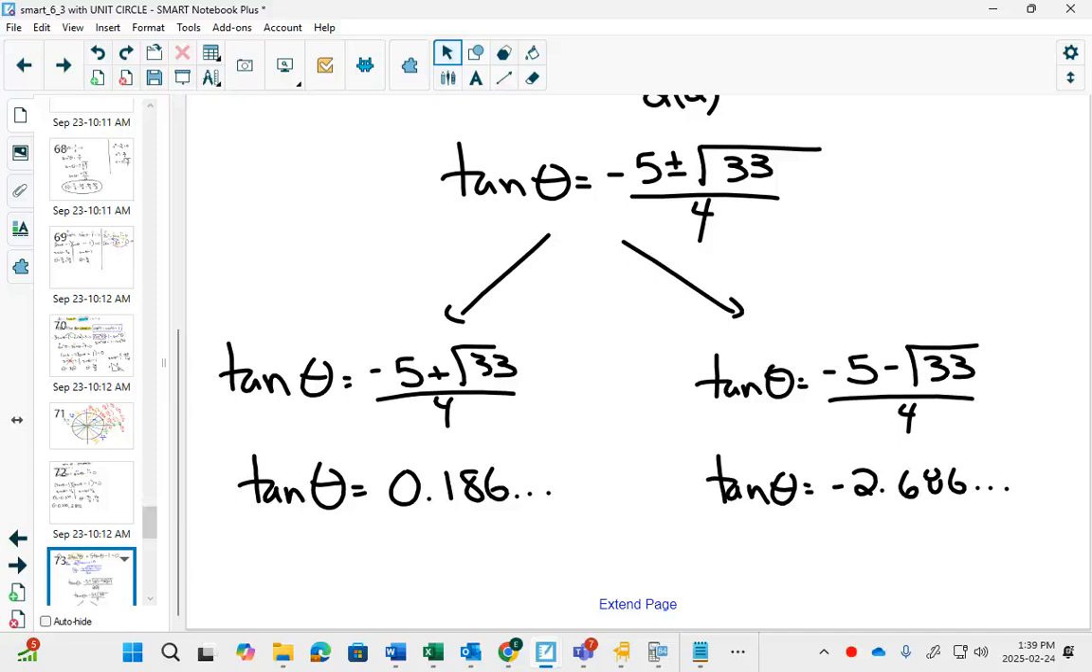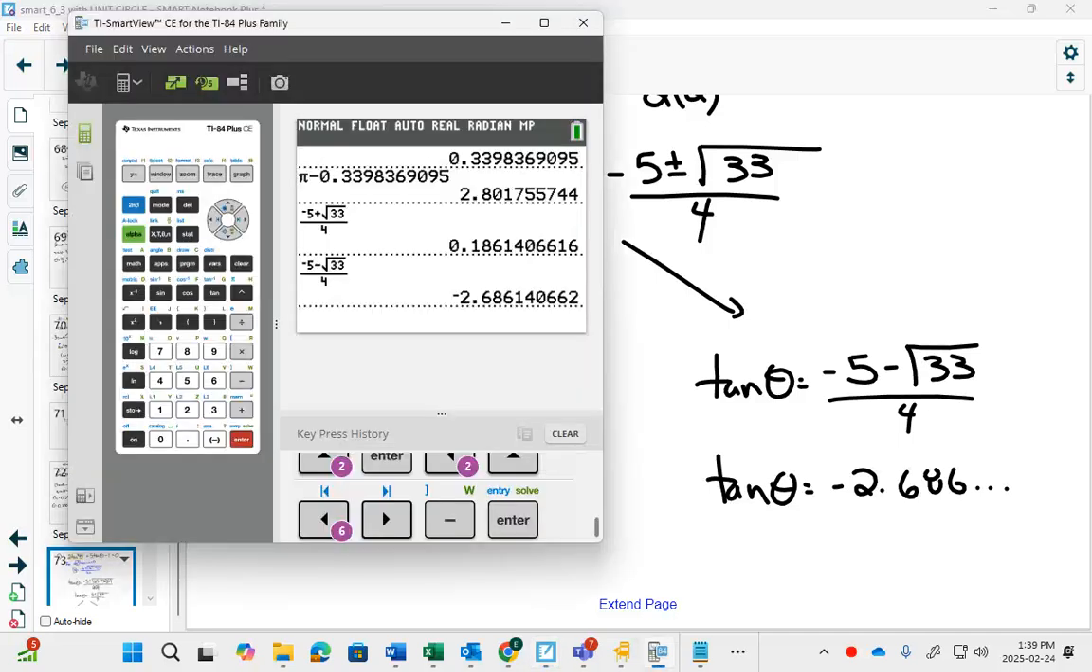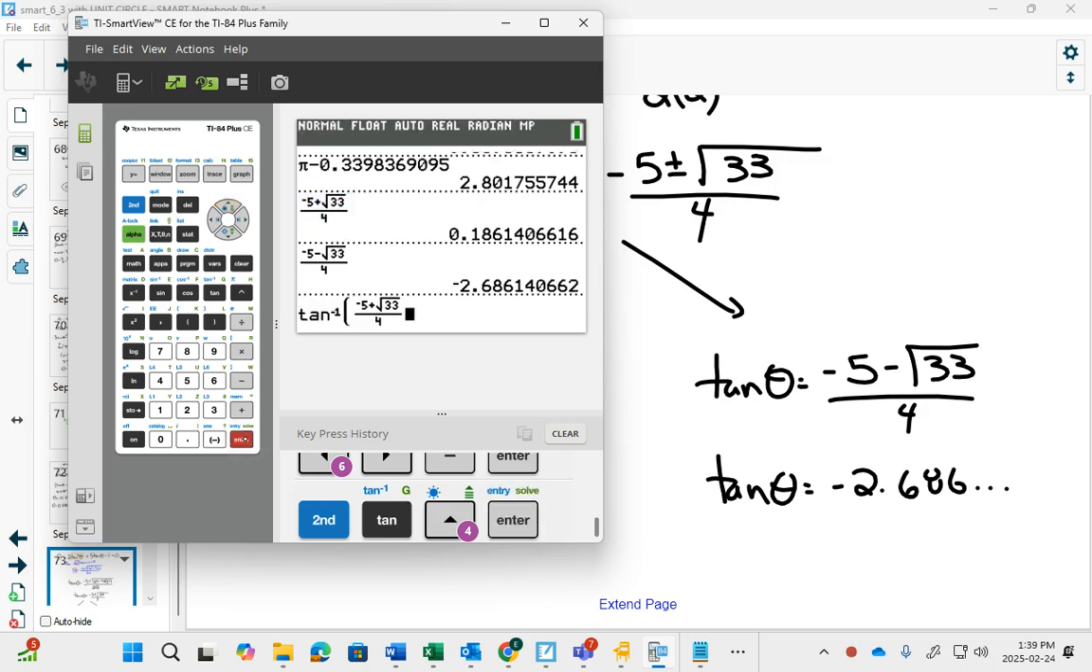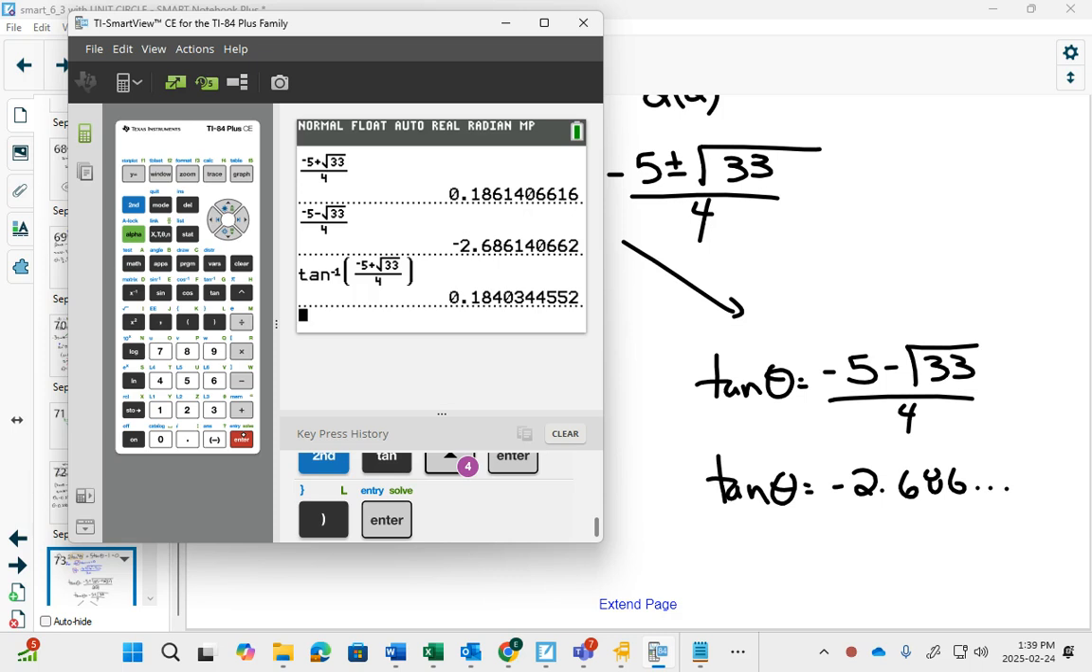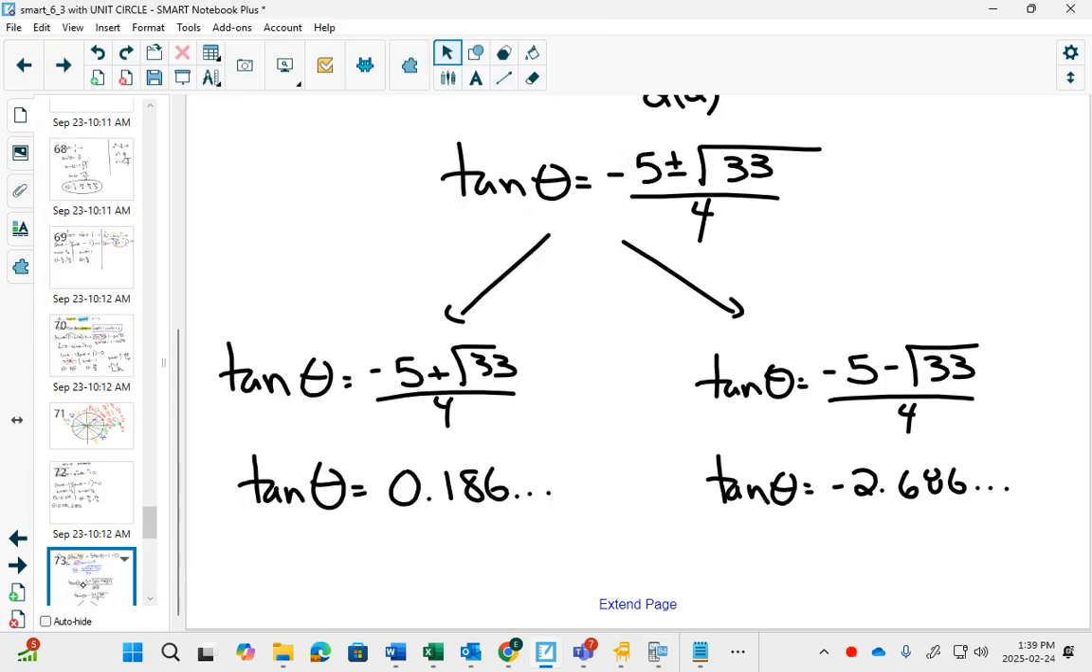So how do I find my reference angle? I would go tan inverse, and I'm going to do the positive one first. Did you know you can move up and down and just highlight things so you don't have to retype them? That is super nice. So if I go tan inverse of this, I get a reference angle of 0.184, dot, dot, dot.